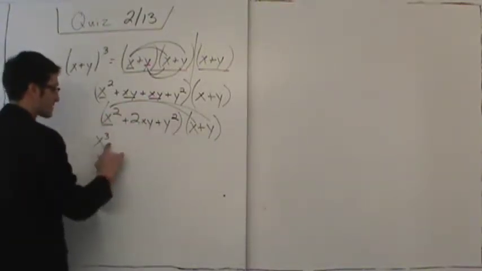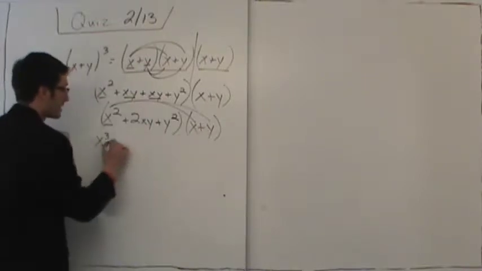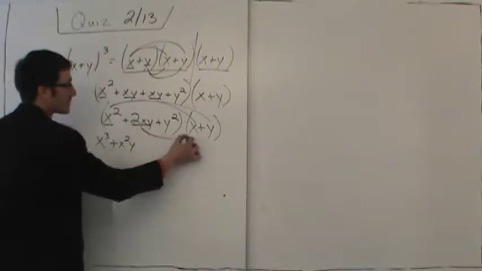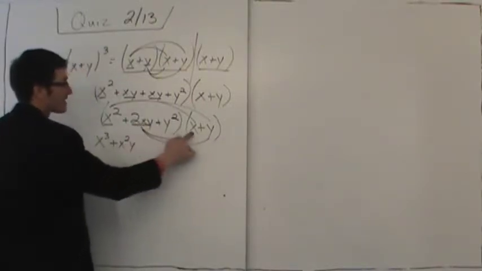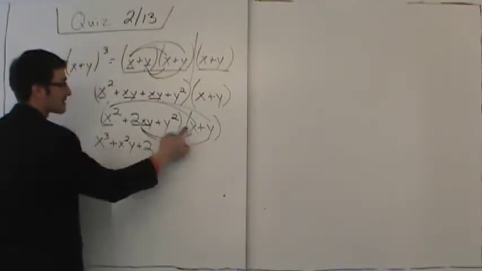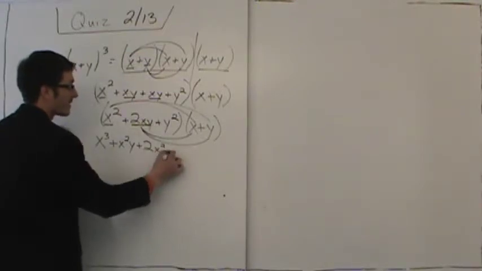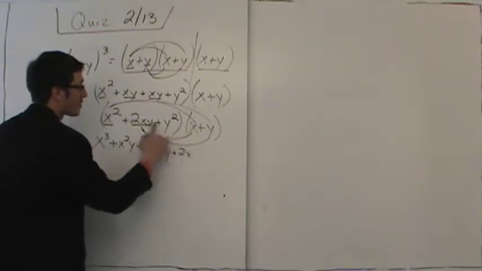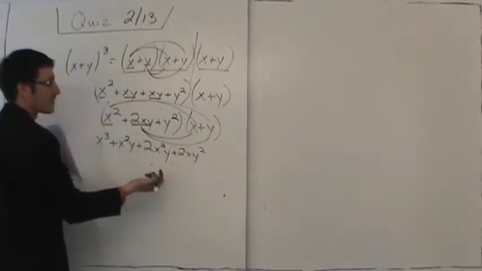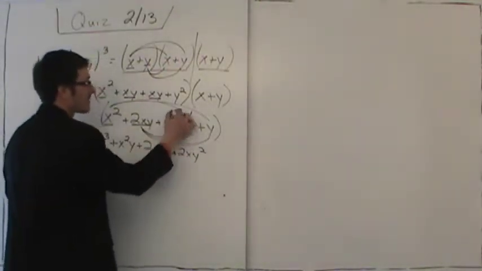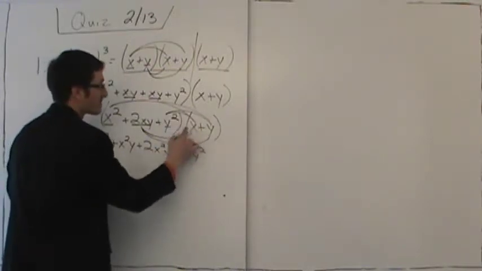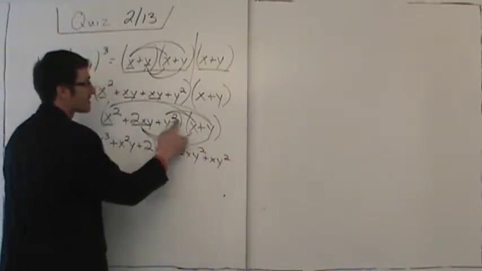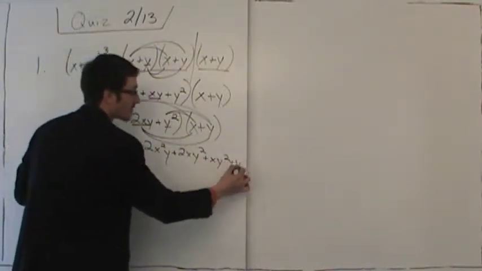X squared times x is x to the third. X squared times y is x squared y. Just glue it together. 2xy now multiplies by both. 2xy times x, we have 2x times x is x squared and y on the end. And 2xy times the y is 2x, y times y is y squared, so 2xy squared. And now take the y squared and multiply by both. Y squared times x, putting it in alphabetical order, is xy squared. And then the y squared times the y is y to the third.